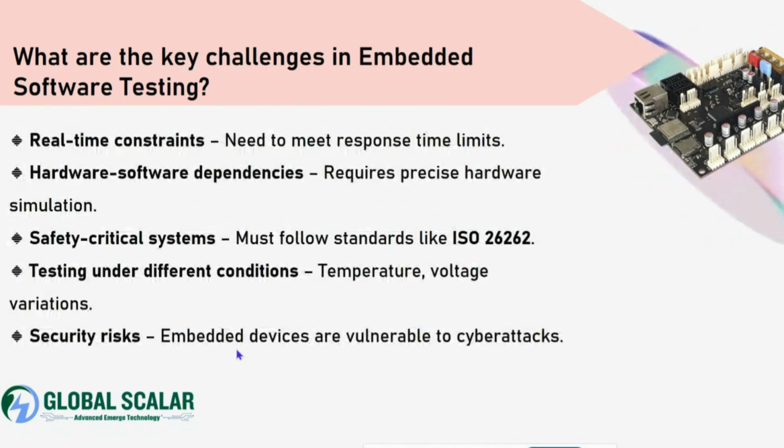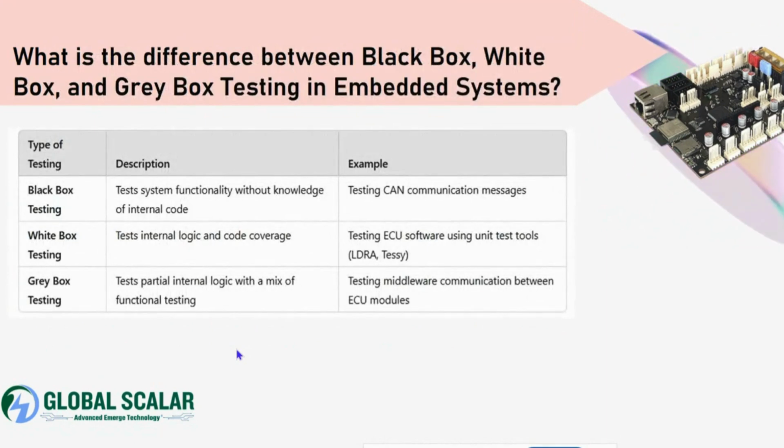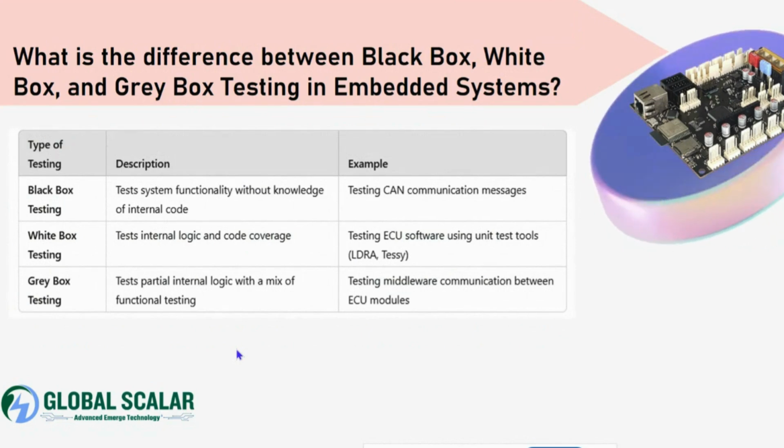What are the key challenges in embedded software testing? Real-time constraints, hardware-software dependency, safety-critical systems, testing under different conditions, and security risk. What is the difference between black box testing, white box testing, and gray box testing in embedded systems? Black box testing is done without knowledge of the code level. White box testing covers the internal logic and code coverage. Gray box testing is a mix of both black box and white box, where partial knowledge is required to understand the logic implementation.